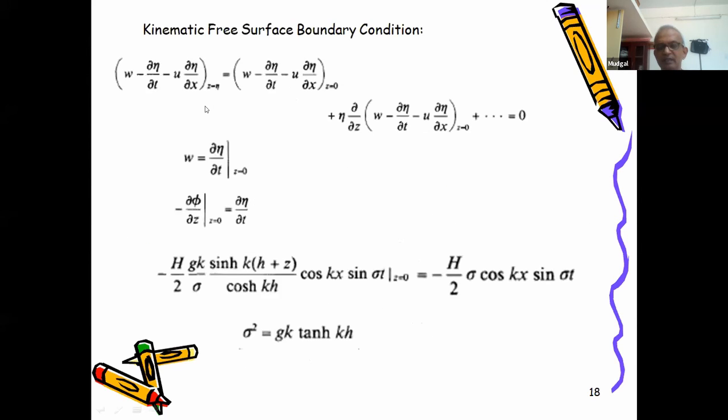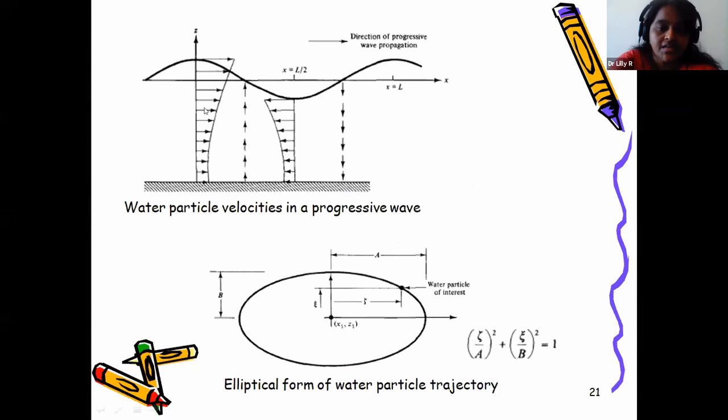Any other question? Yes, sir. The next question they were asking is, can we take the sea bottom as a rigid one? Yes.